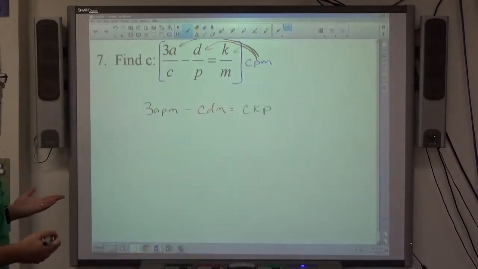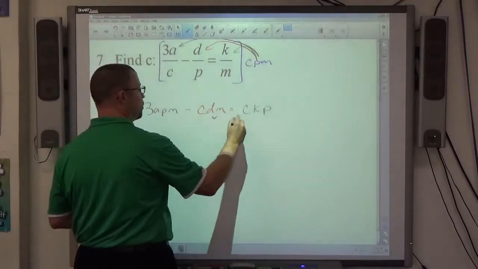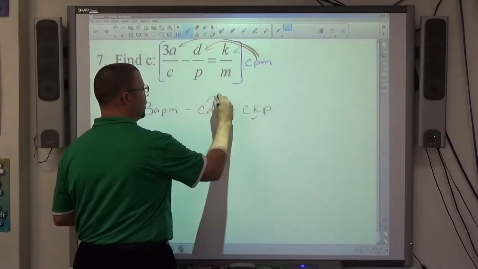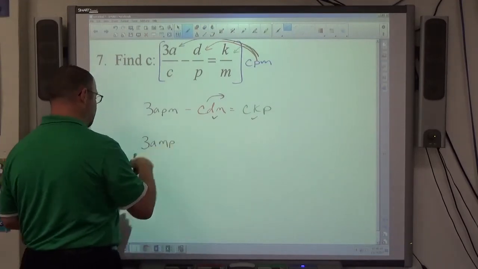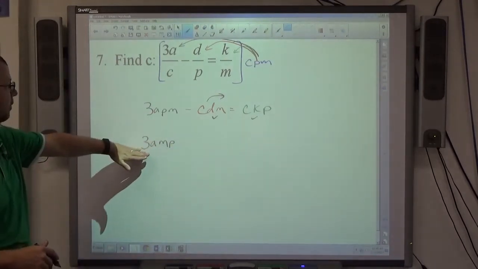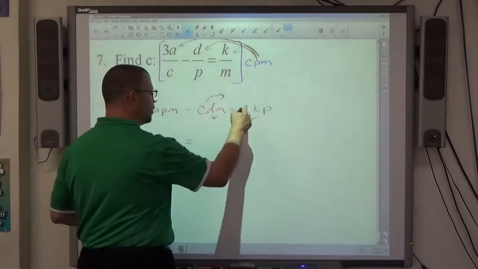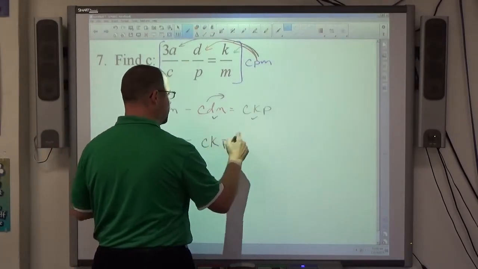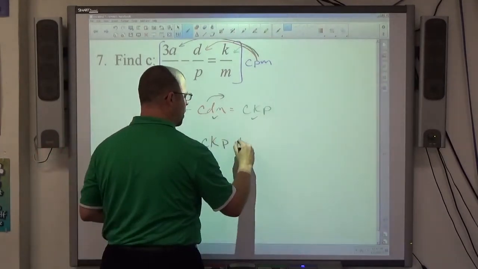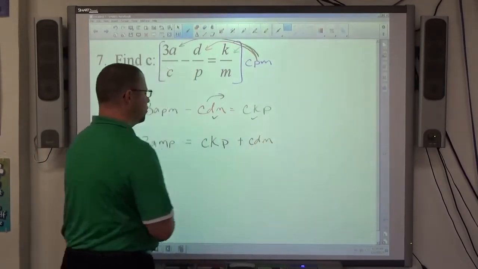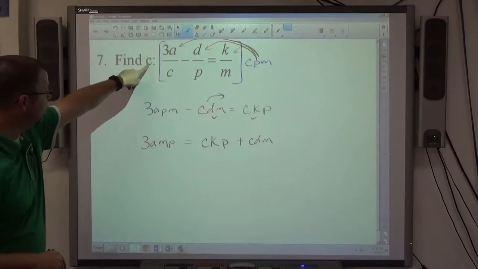It says find C. This term and this term both have C in it. So I'm going to move the CDM over to the right-hand side. So 3AMP, I'm going to go ahead and alphabetize that one. 3AMP is left on the left-hand side, equals CKP is staying on the right-hand side. So both these terms stayed where they were. They stayed positive. CDM is moving across, so plus CDM. Sign changes.